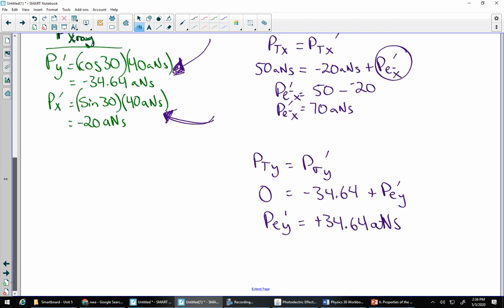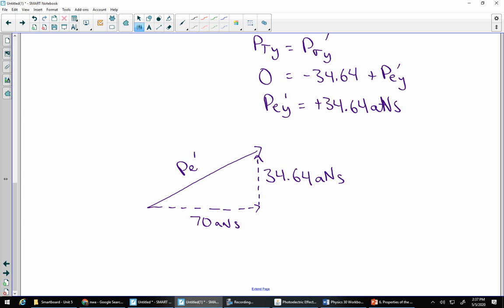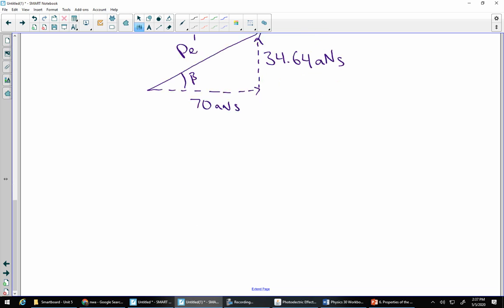I got a bit of a mess on my hands here. So I might just make a new diagram rather than using the one that's up there. So for my electron, here's the momentum of the electron after. I've got the x component, we said was 70 atto-Newton seconds, and the y component, we said was 34.64 atto-Newton seconds. And the question isn't asking us for the overall momentum, it's actually just asking us for the angle. We totally could solve for that overall momentum, but we just need the angle.